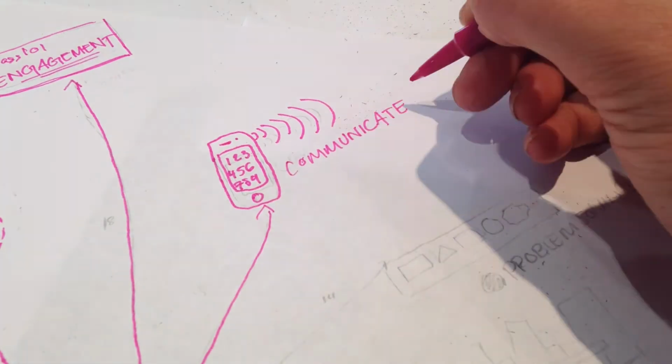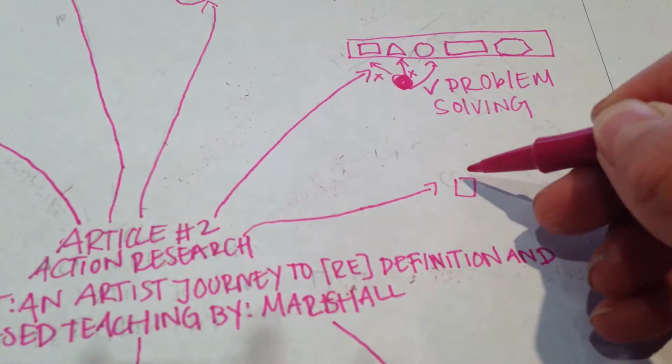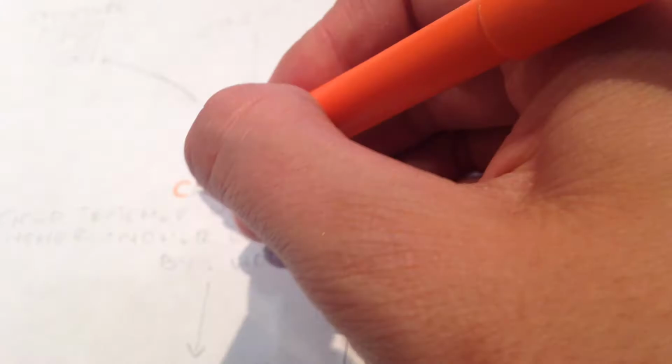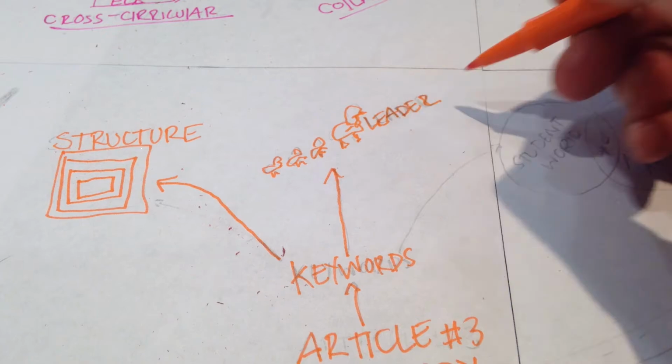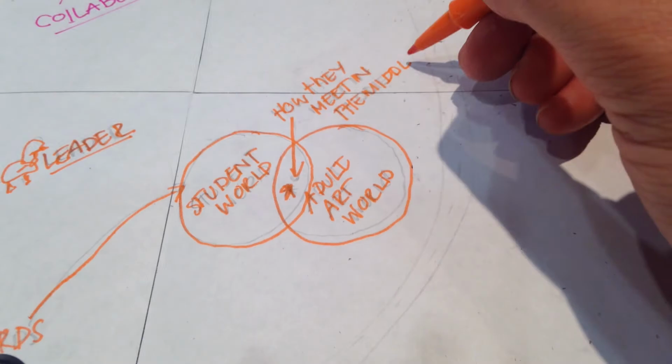Furthermore, having the ability to let your students communicate, and how art classrooms have the ability for problem solving and fostering community. The next article I found was a case study. A really good teacher would be like you, Mrs. C. Key words that she brought up were things like structure and the idea of leadership in the classroom, and how there are two worlds, the student world and the art world, and how we can make them meet in the middle.